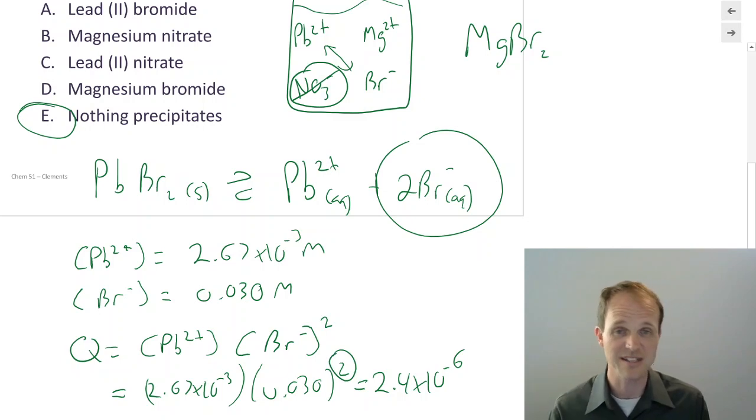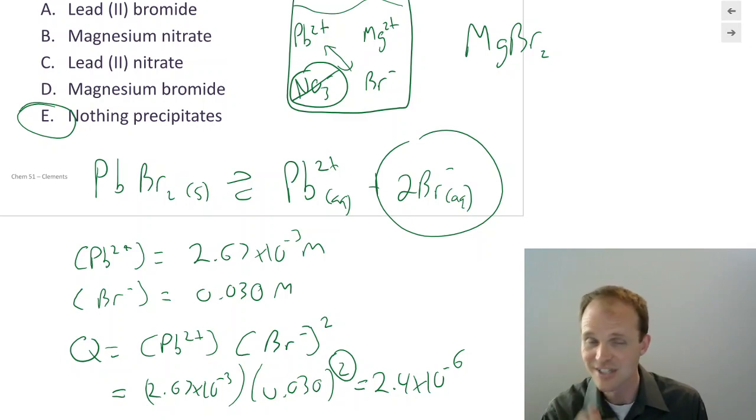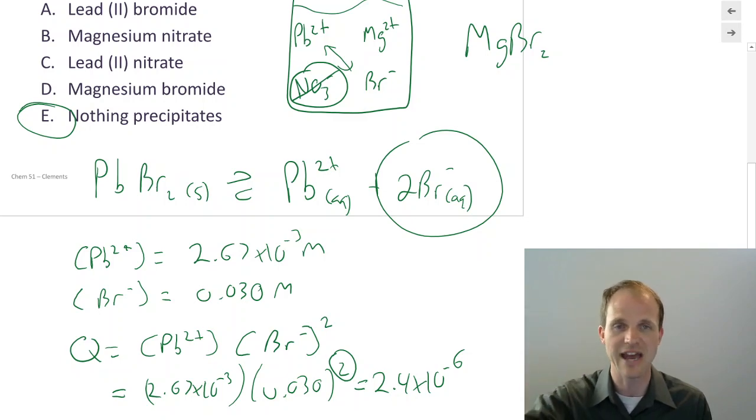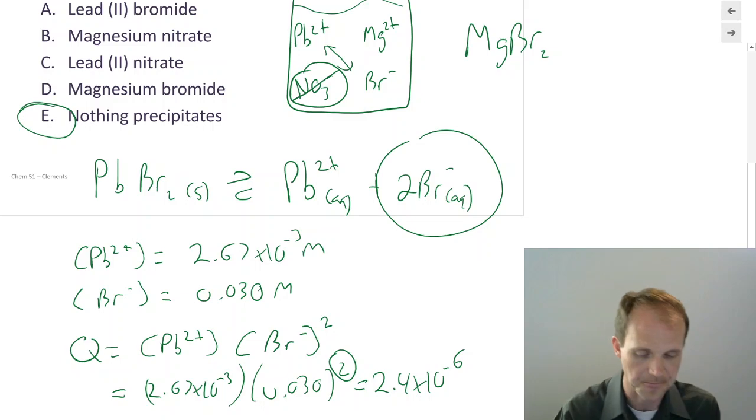If you didn't square this one, guess what? You would have gotten that the lead precipitates. I put that in there on purpose. I put it right on the edge. So if you squared it, you got the right answer. If you didn't square it, you got the wrong answer. Not nice of me, is it? Okay, but that square is important. You got to have that square in there, that coefficient, that power is important to have in your K expressions.